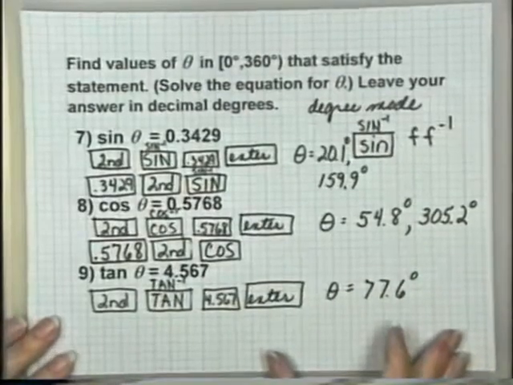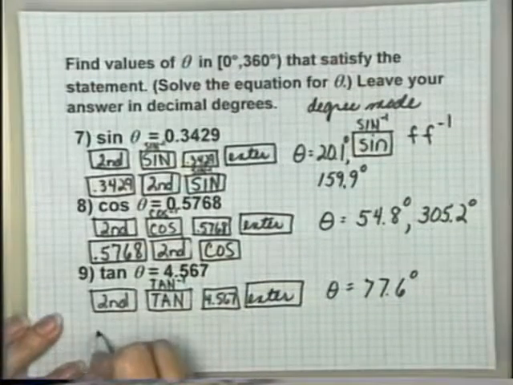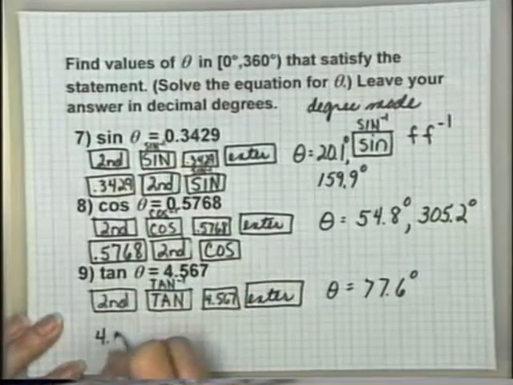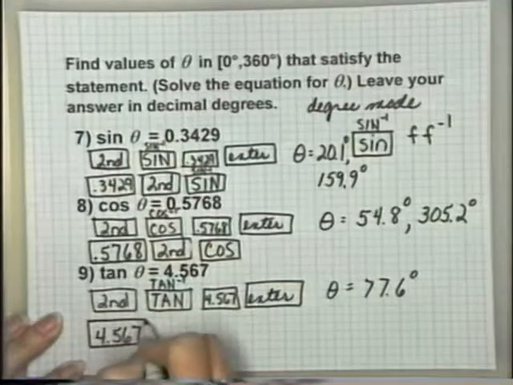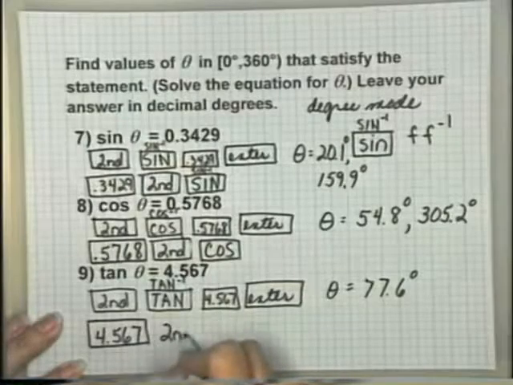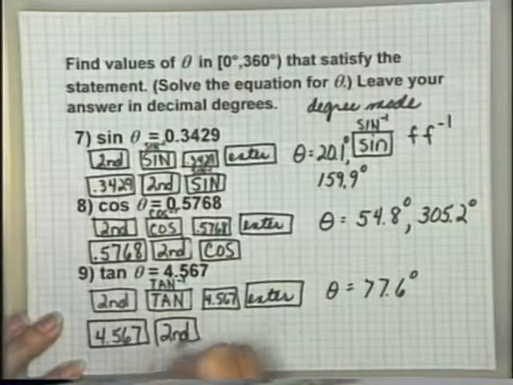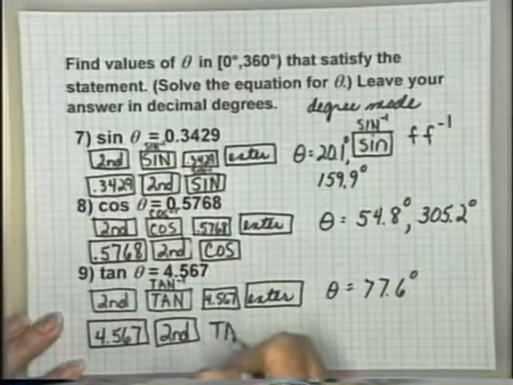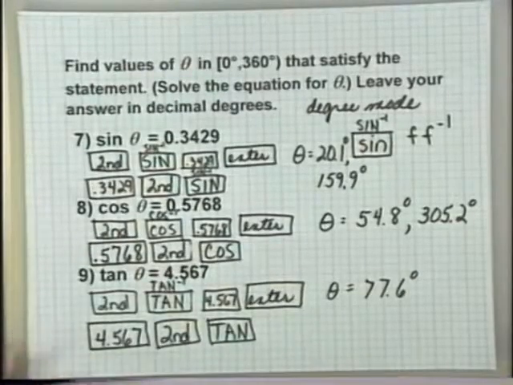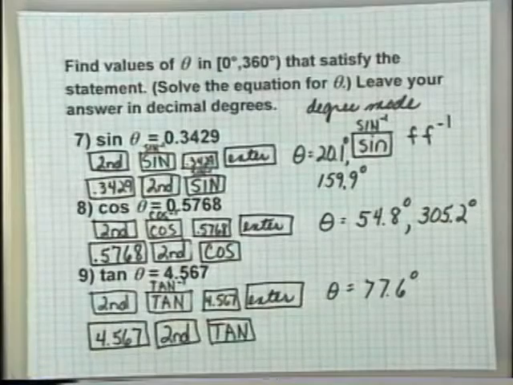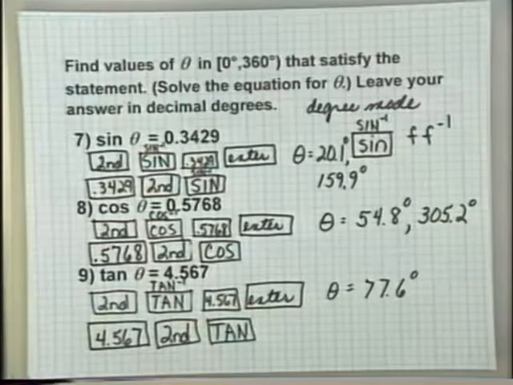If you're using your scientific calculator, you want to put your value of your tangent function in first, and then use your second function button, and then hit your tangent button. And you should also get 77.6 after you round.